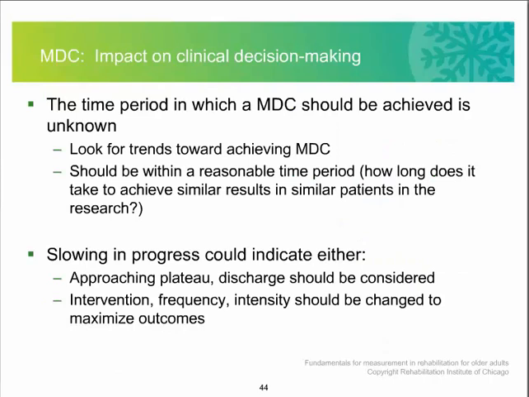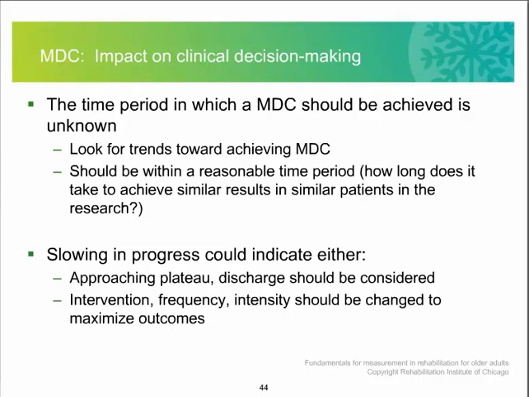The MDC can provide important information that can impact clinical decision-making. If a patient doesn't achieve a MDC during 2 consecutive testing sessions, it doesn't mean the patient doesn't have potential to make true change. The length of time that would be considered reasonable to achieve a MDC is unknown. You should look for trends toward achieving a MDC, and actual achievement should occur within a reasonable time frame. One way to determine a reasonable time frame is to examine the intervention studies that have included patients similar to yours and the assessments that you are using.